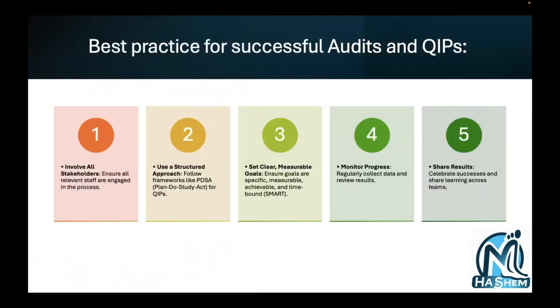So the best practice is to involve the whole team. So it doesn't go just to seniors or juniors. No, you have to audit the whole team. You have to have a structured approach.